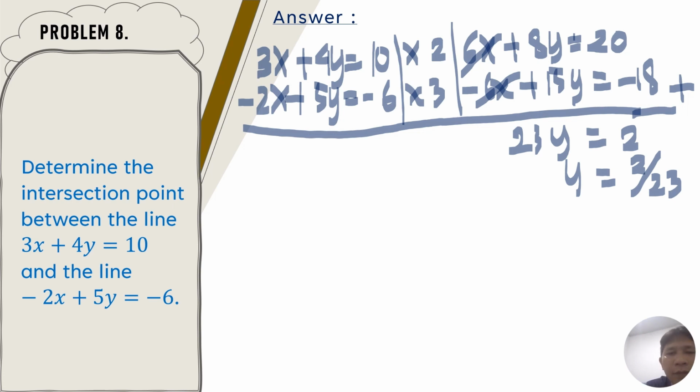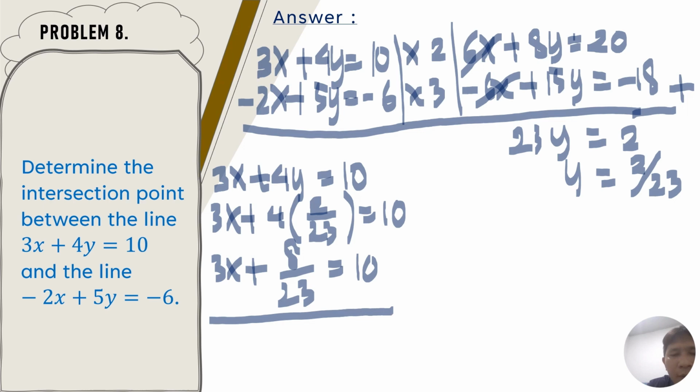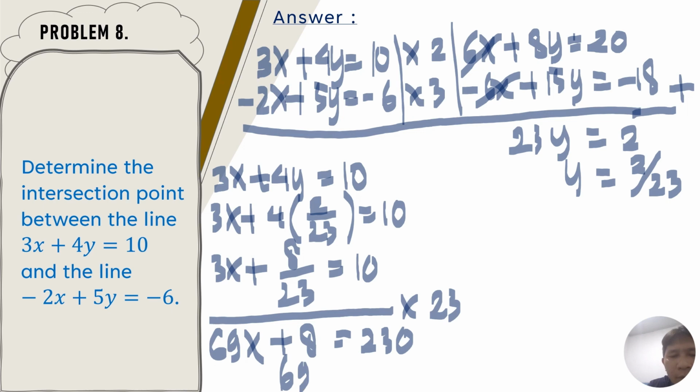Next, we're going to find the value of x. We're going to pick the first equation. Then here we have 3x plus 4y equals 10. 3x plus 4 times 2 over 23 equals 10. 3x plus 8 over 23 equals 10. Then we multiply it all by 23. Then here we have 69x plus 8 equals 230. So 69x equals 222.